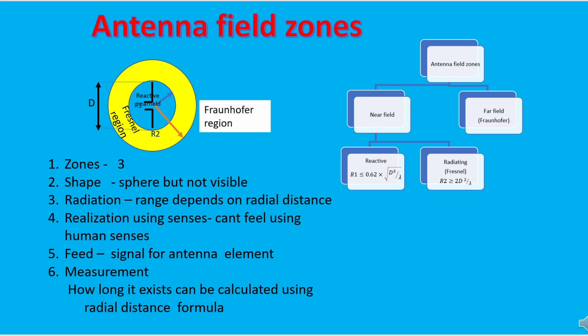The shape of the antenna zones is a sphere, but it is not visible to human eyes and you cannot feel it. And the radiation range varies depending on the radial distance, and the antenna element is fed by a signal from transmission lines or a cable or any waveguide, and we can measure it using this radial distance formula.